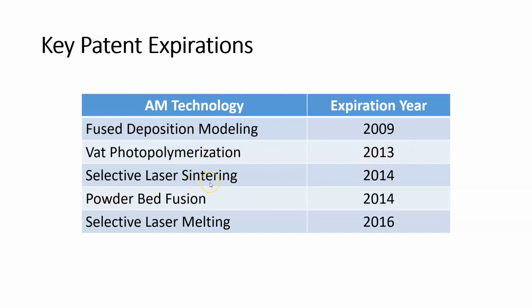Selective laser sintering, which is the melting of plastic powders to form the object, expired in 2014, as did powder bed fusion, which was the same idea, except now we're talking about metal powders being melted together with a laser. Okay. And then selective laser melting, kind of another type of powder bed fusion process. We'll talk about the differences here, but those are basically metal processes. Selective laser melting, the expiration date was 2016.